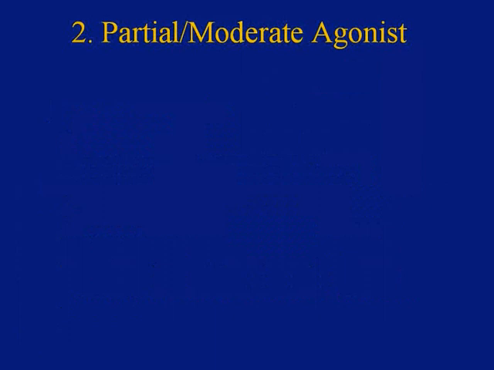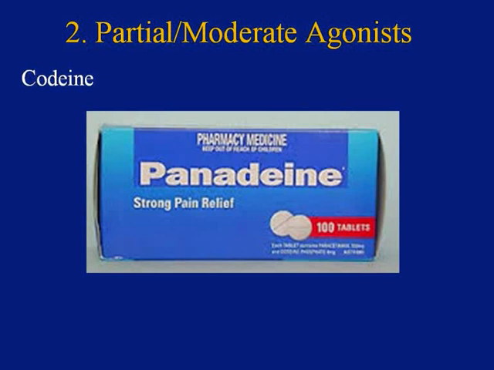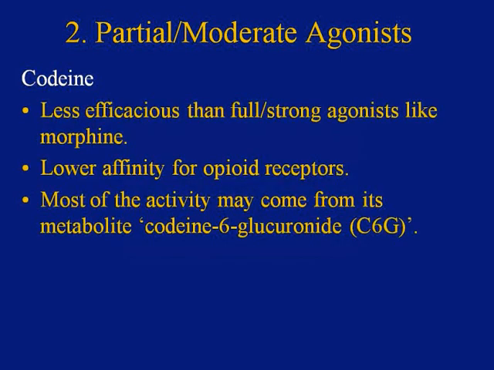Now we're moving on to the partial or moderate agonists. So the first one is codeine. Codeine is available in many countries, especially in cough preparations, but it's not available here. But this preparation is available, which is Panadine, paracetamol plus codeine in one tablet. So codeine is actually a moderate agonist.